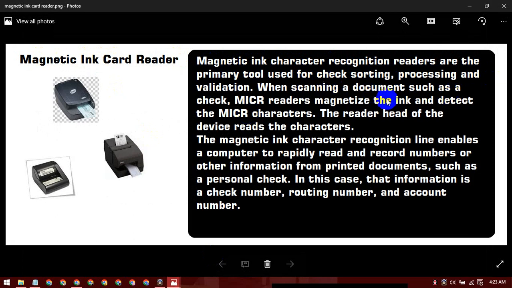When scanning a document such as a check, MICR readers magnetize the ink and detect the MICR characters. The reader head of the device reads the characters. The magnetic ink character recognition line enables a computer to rapidly read and record numbers or other information from printed documents such as a person's check. In this case, that information is a check number, routing number, and account number.